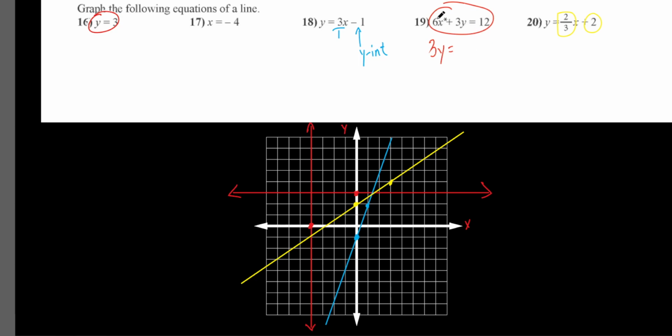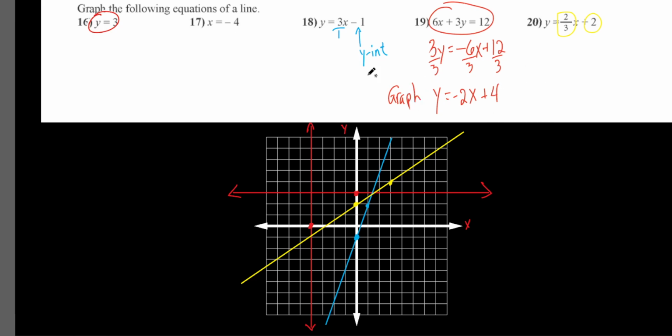So what do I get? 3y equals, can you do this in your head now? You should be able to. Watch, at least this first step. Move this over here. So what's it become? Negative 6x plus 12. All right, divide both sides by 3. Done this step a bunch of times already. Negative 6 over 3 is negative 2x. 12 over 3 is 4. This is what we're graphing right here.